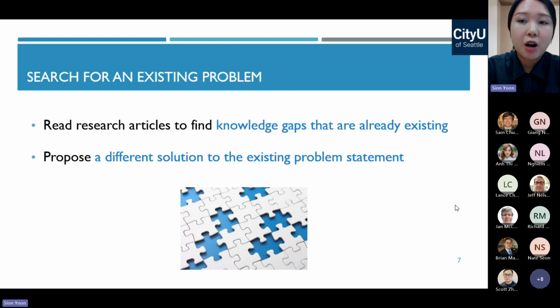Finding a problem, a knowledge gap, can be a challenge. Think of the knowledge gap as a missing piece of a puzzle. So in research, you will need to focus on finding and filling in that missing piece. And one option is using existing knowledge gaps. So find an existing problem statement by going through research articles, which I'll be going through in the next slide, and see if you can find some disagreement with their solution. So providing your own solution to an existing problem statement, or even enhancing an existing solution, is an option that you can take.